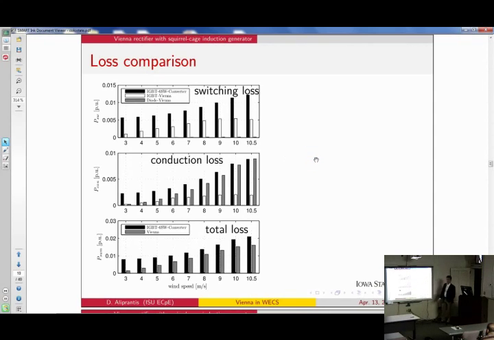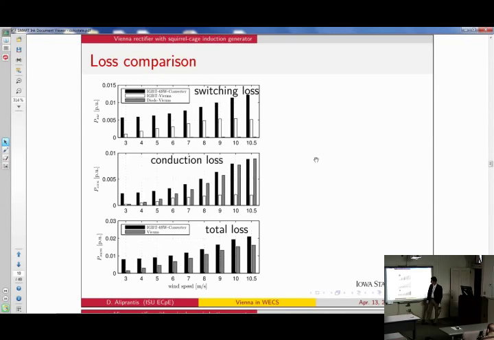And which one has less? The Vienna has less. It's a better, more efficient topology. Now, when you go to conduction loss, it turns out that Vienna is not doing very well. The reason for that is because you have more diodes, and you have current flowing through the diodes. So when current flows through the diodes, you have some kind of conduction loss. But if you look at the total loss, if you add these two things together, it turns out that the Vienna outperforms the 6-switch traditional bridge.